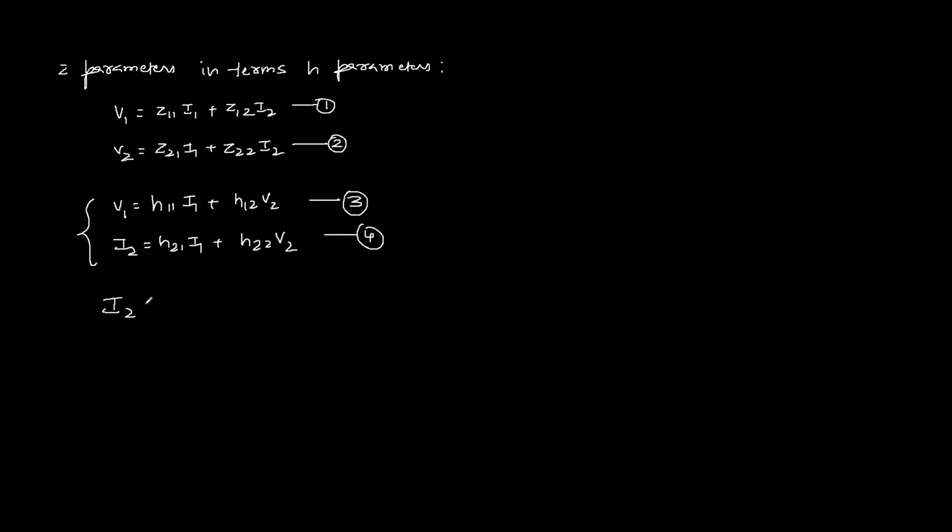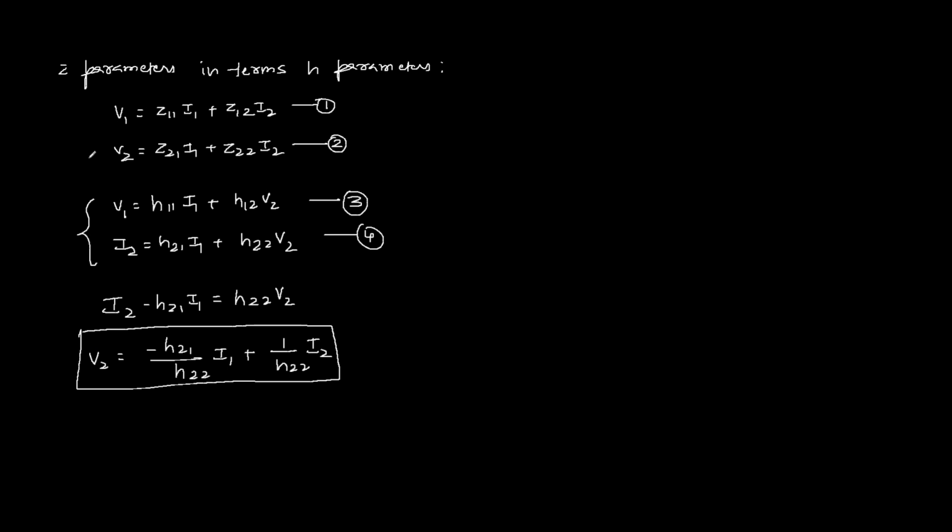So this is I2 minus H21 I1 equal to H22 V2. So V2 is minus H21 over H22 I1 plus 1 over H22 I2. Now this equation is in the form of equation 2. So by comparing equation 2 and this fifth equation, we can write Z21 as negative H21 over H22 and Z22 as 1 over H22.